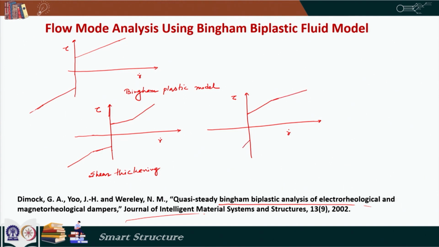And then we have something like this when I have the shear thinning effect. In that case, the slope is more before and less after. So, this is shear thinning. We can call this slope mu 0 and this mu 1. So, in this case our mu 1 is greater than mu 0, and in this case our mu 1 is less than mu 0, and this is the Bingham biplastic model.